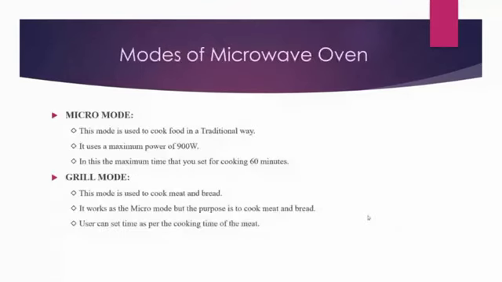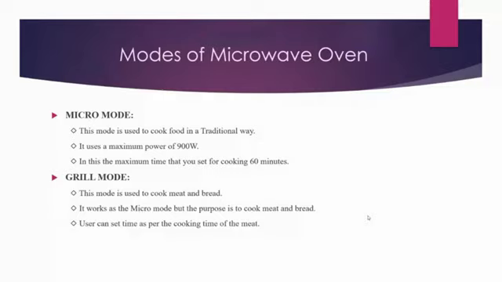This mode is used to cook food in a traditional way. It uses a maximum power of 900 watts. In this, the maximum time that you can set for cooking is 60 minutes. Grill mode: this mode is used to cook meat and bread only. It works like the micro mode, but the purpose is to cook meat and bread only. The user can set the time as per the cooking time of the meat.